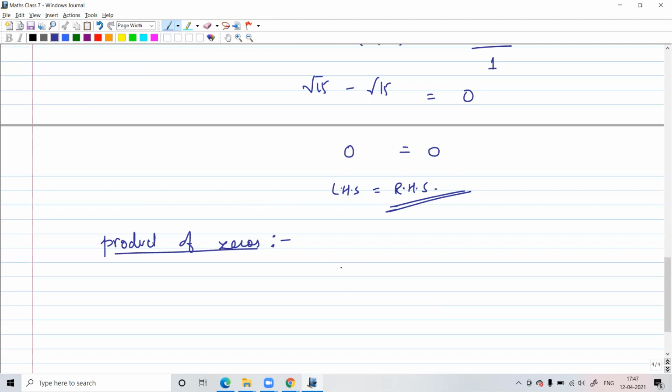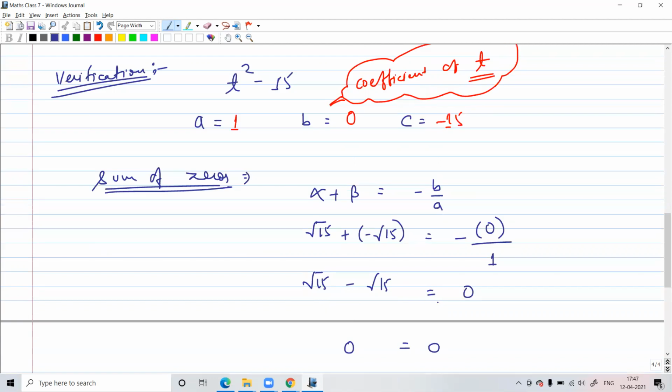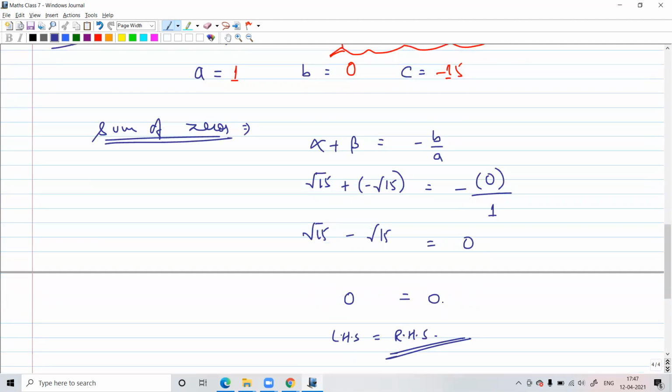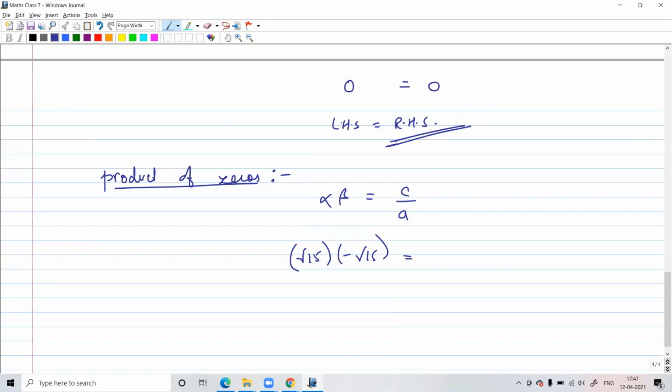Same way, let's do the product of zeros. So what is the formula? Alpha into beta is equal to what? Tell me. Anyone? C by A. C by a. Yes. So alpha is root 15 and you multiply with minus of root 15, alpha into beta. This should be equal to C by A. What is that? C is minus 15 and A is 1.